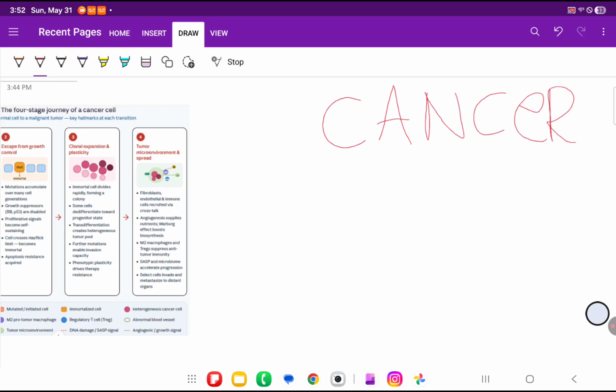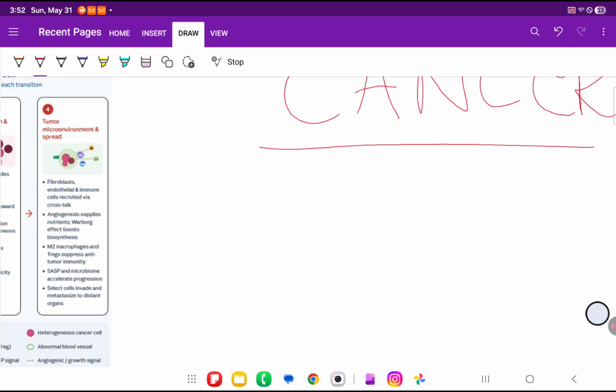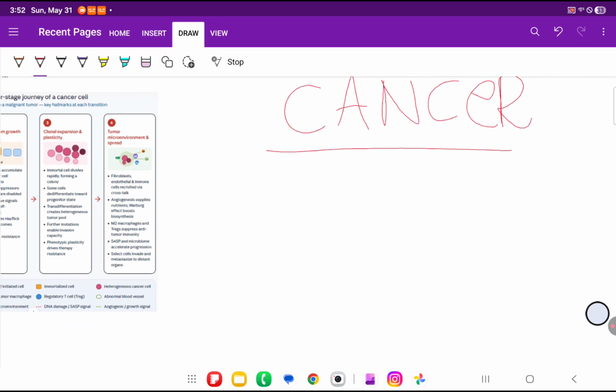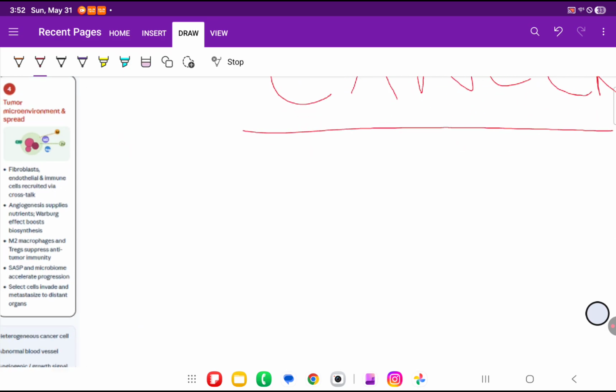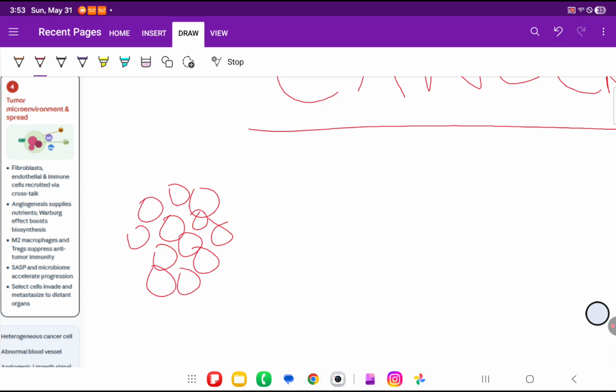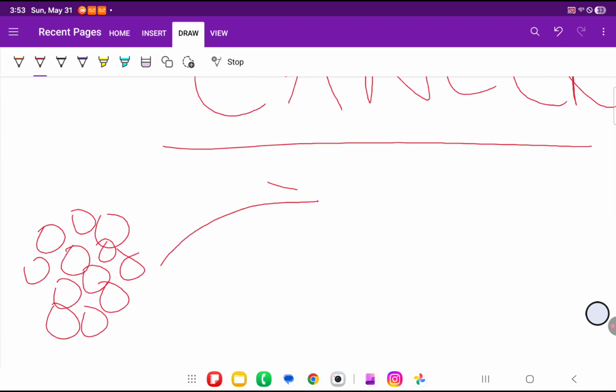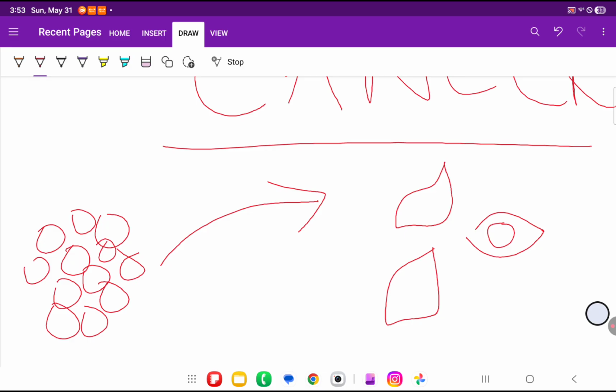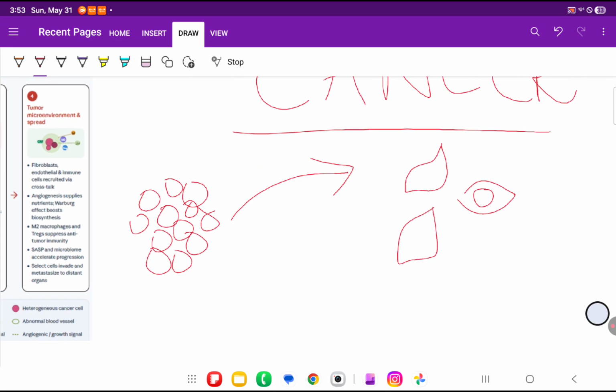In cancer we have the proliferative ability of the dividing cells, so they undergo rapid division and then they form masses in the body which we call tumors, and then they metastasize and reach other organs in the body like the liver, kidneys, eyes, heart. So they have the ability to metastasize.